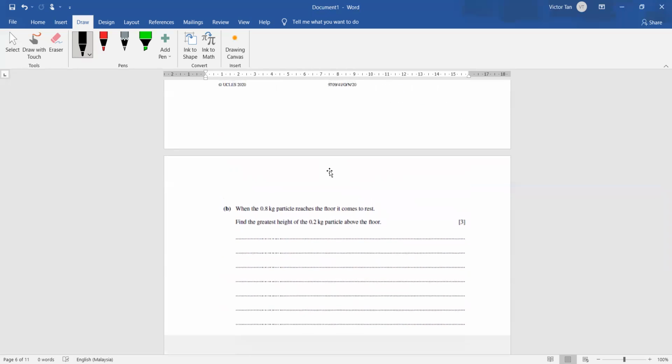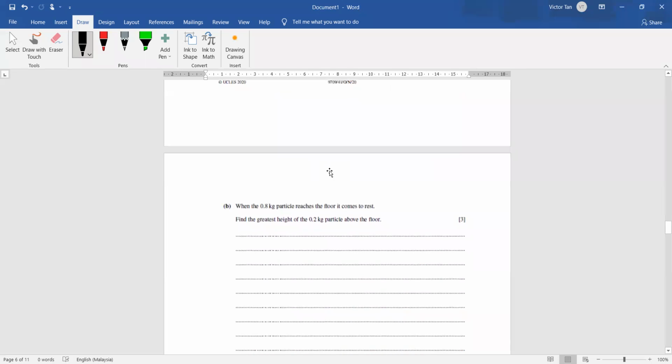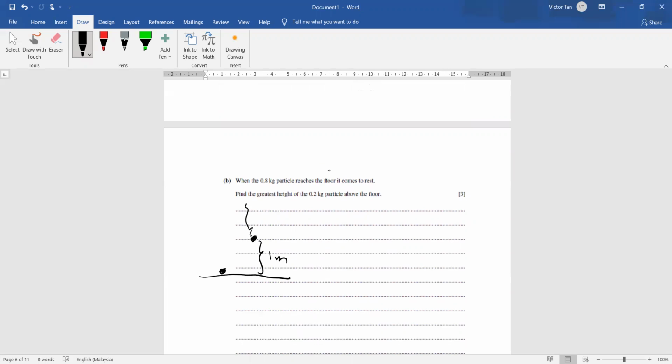When the 0.8 kilogram particle reaches the floor, it comes to rest. Find the greatest height of the 0.2 kilogram particle above the floor. Okay, so this will move 0.5 meters. This is 1 meter from the ground. So when the 0.8 kilogram particle reaches the floor, the string will be loose already.